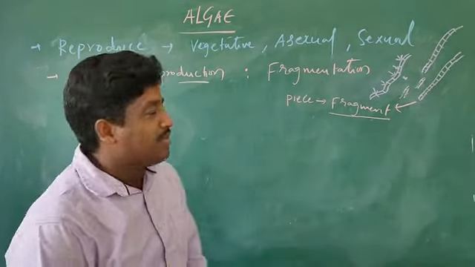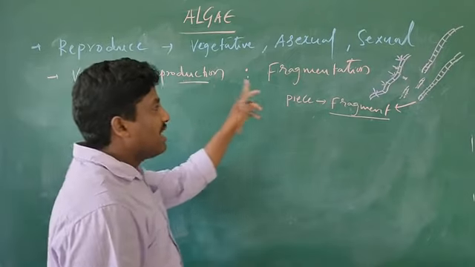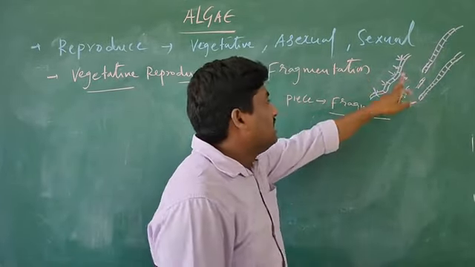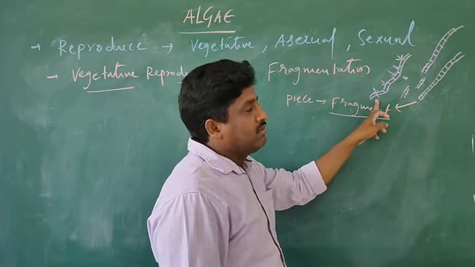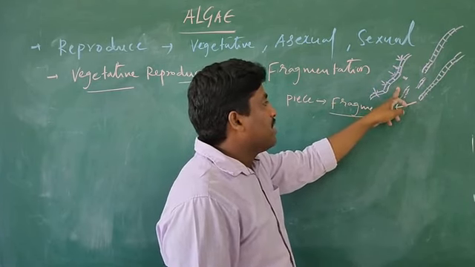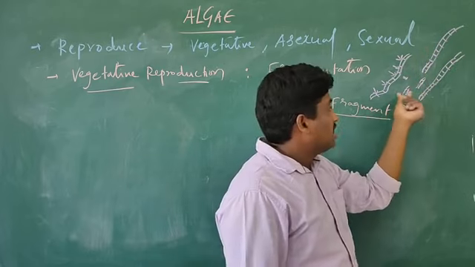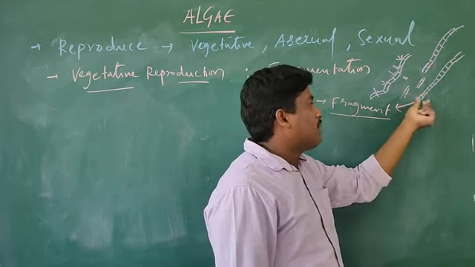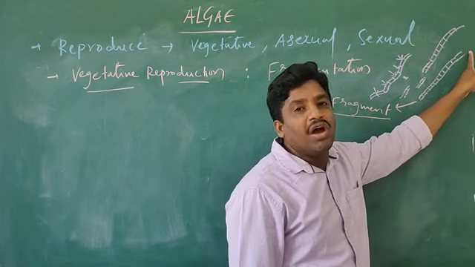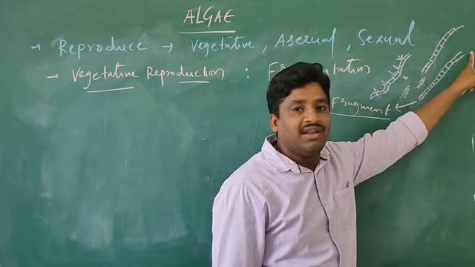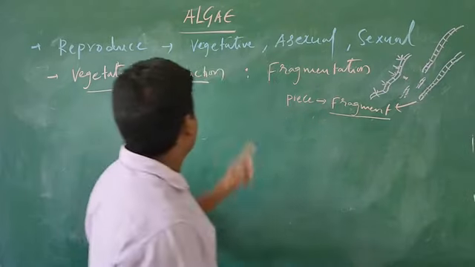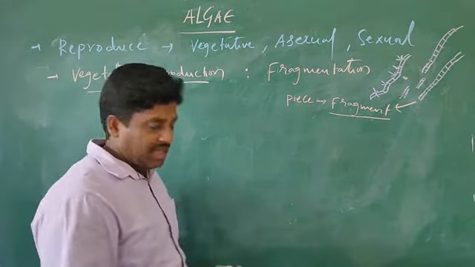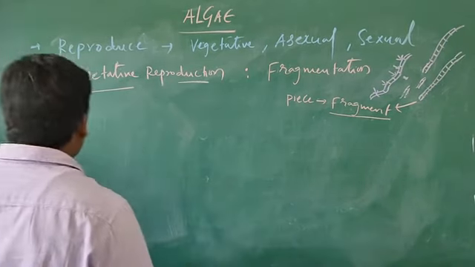So fragmentation means vegetative reproduction by fragmentation. Here this is the filament I took. This filament breaks down into small pieces. Each piece scientifically we call a fragment. Each fragment grows into a new organism, a new individual. That's what we call fragmentation. That's it. This is the vegetative reproduction method. Next, second one.